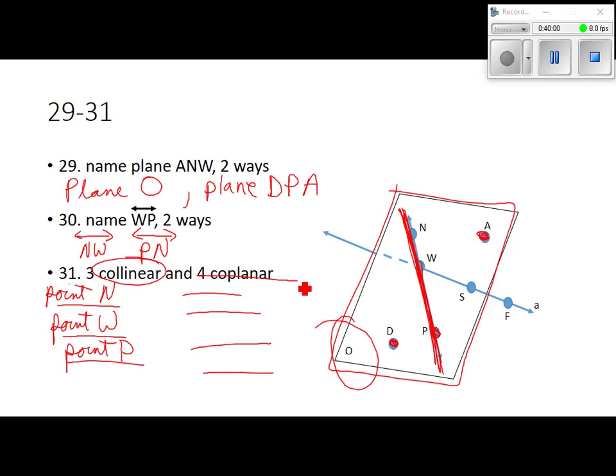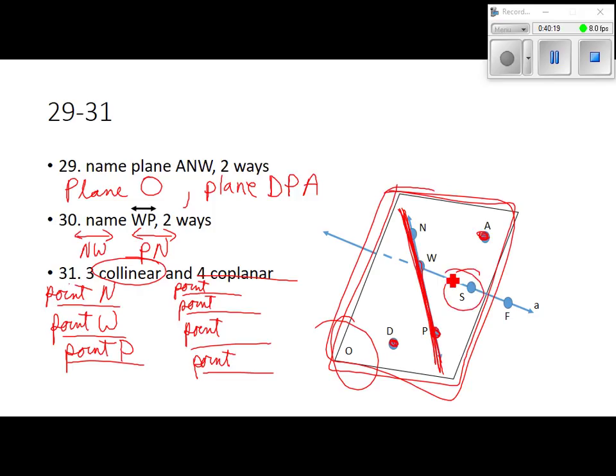Next part says 4 coplanar points. So again, I'm going to write point on all of these. And we just want points that are all on this same plane. Now you sort of have to be careful. Some of you put S, and I probably gave you credit for it. I don't think S is really on that plane. So I do like point A, point N, point D, point W. There's other answers you could have given also, but that's the way it should have been written.